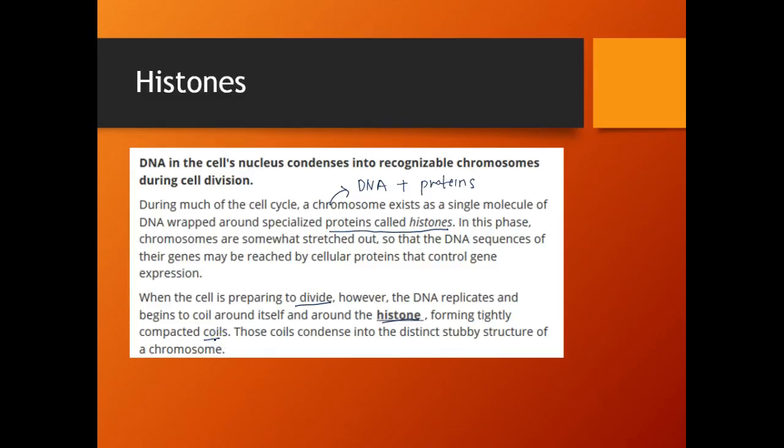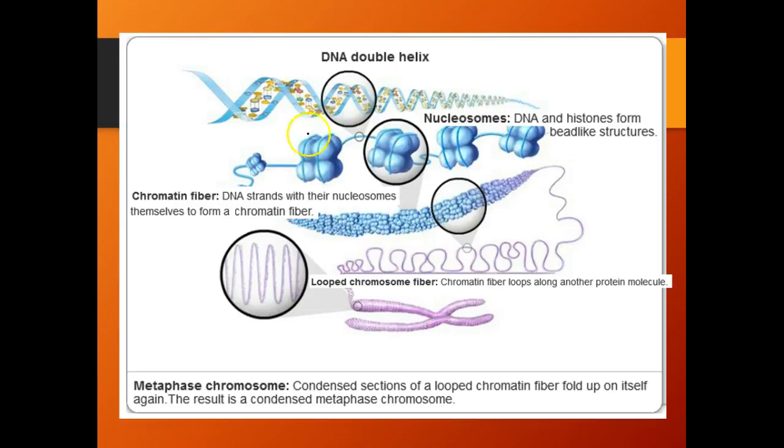And when they condense, that's when we can actually see them, and we can actually see the structure of a chromosome. So you can see here, DNA really spread out, right? But remember we said that DNA doesn't just stay spread out, it's actually wrapped around these histones. These beads right here are called histones, and the DNA is actually wrapped around the histones.